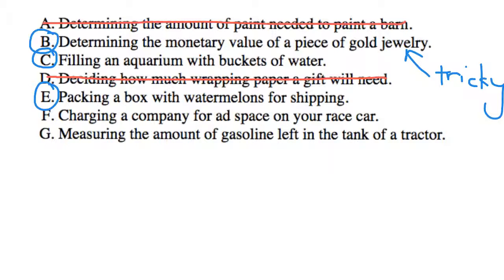And then charging a company for ad space on your race car. Well, you only put the stuff on the outside of the race car, so that's just space, it's area. And then finally, the last one, measuring the amount of gasoline left in the tank of a tractor. It's filling up space inside the tank. So B, C, E, and G are all correct.